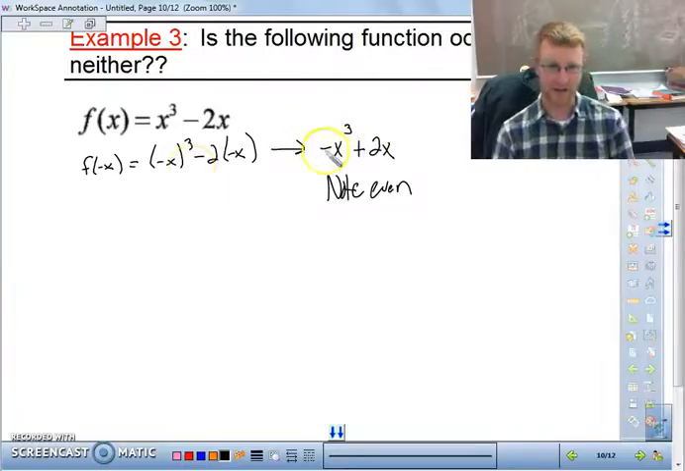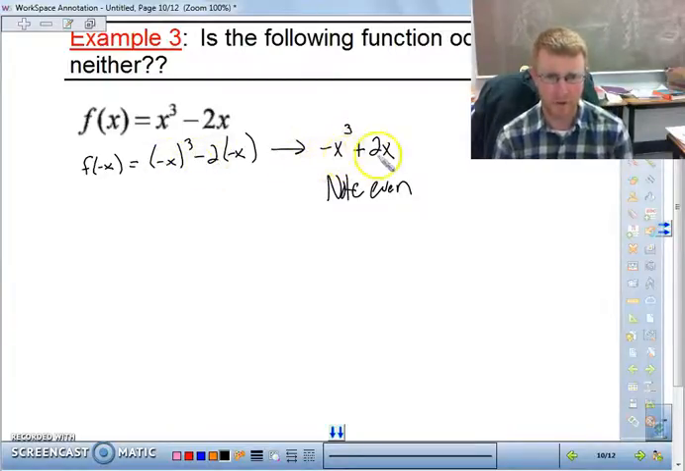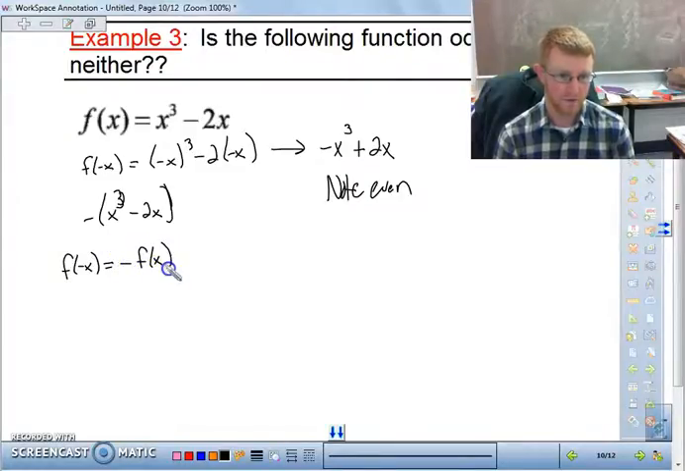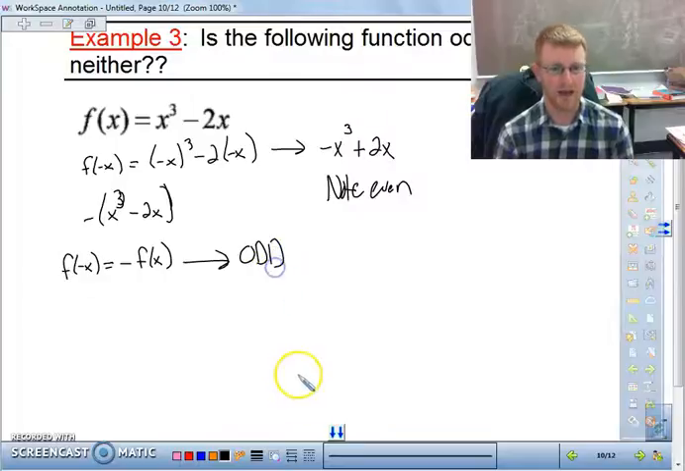Now we got to check to see if it's odd. Well, hopefully you notice that everything is opposite in this problem. Notice the positive x to the third went to negative, the negative 2x went to positive, and in the same way we could factor out a negative here and be left with x to the third minus 2x on the inside. So you see the x to the third minus 2x is the same as it is up here. We just now have a negative out in front. So that means that our f of negative x is actually equal to negative f of x, meaning the whole thing just becomes negative. So plugging in a negative x gives us a result of negative f of x. Therefore, this function must be odd.